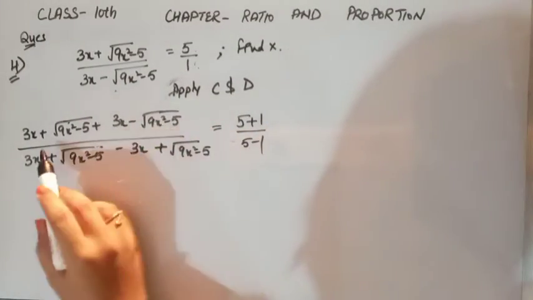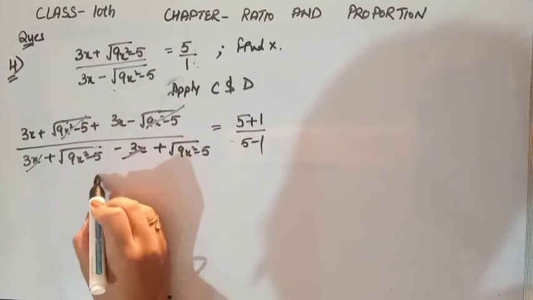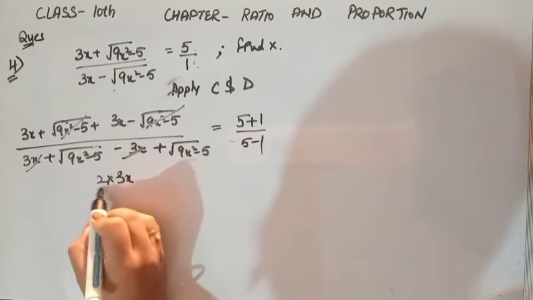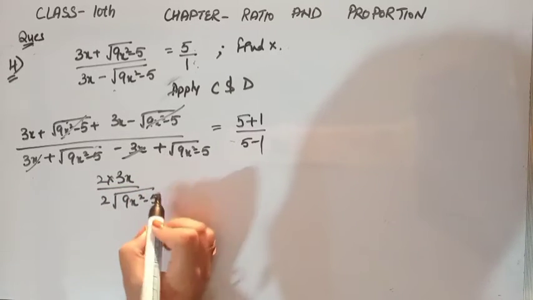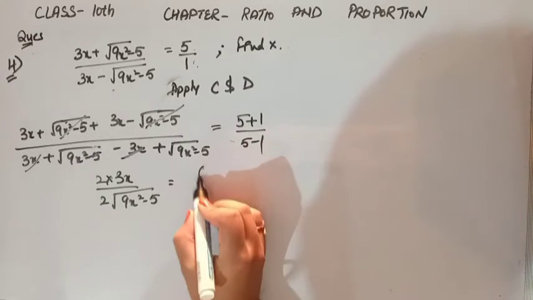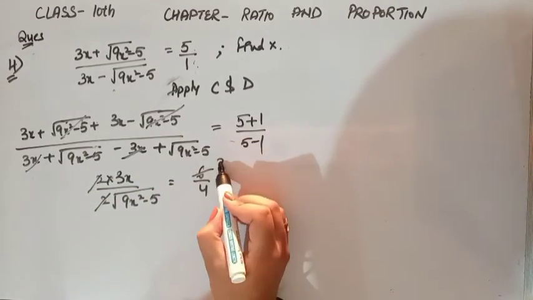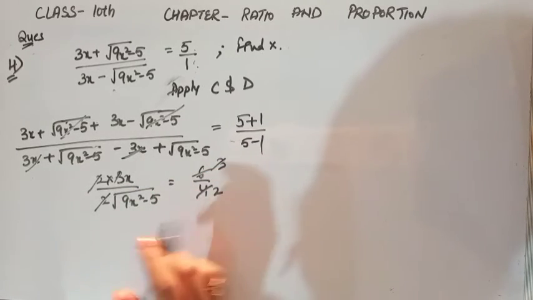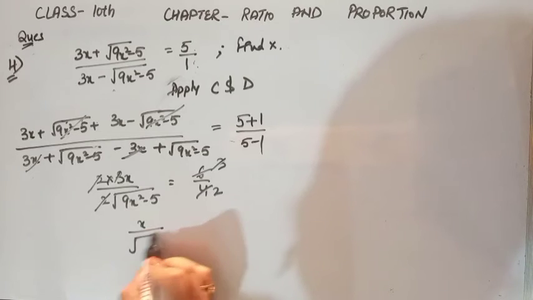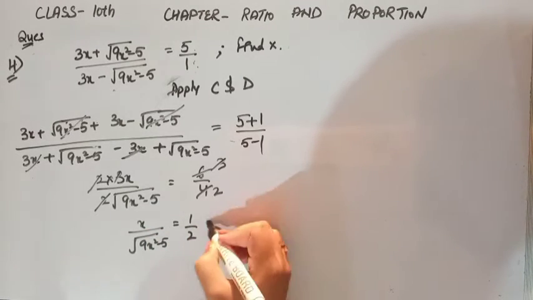So this will cancel out and over here this will cancel out. So it will be 2 times 3x upon 2 times root of 9x square minus 5 is equal to 5 plus 1, 6 upon 4. So 2 and 2 cancel out, 3 and 2 and 3 cancel out. So x by under root 9x square minus 5 is equal to 1 by 2.